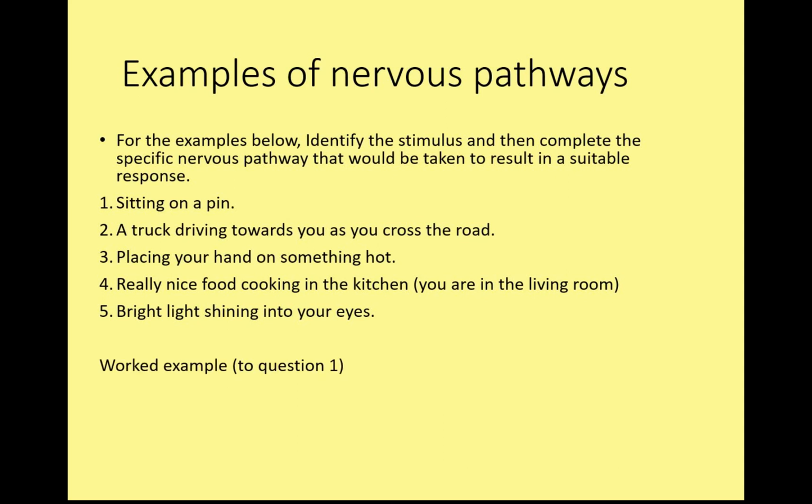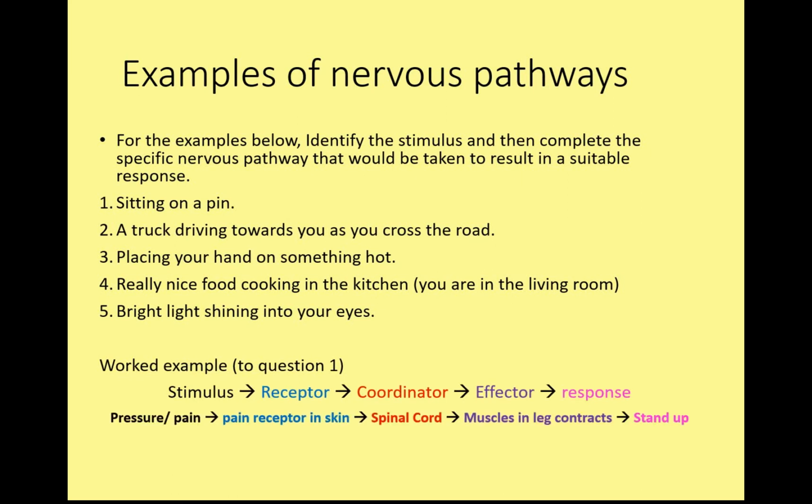So sitting on a pin, we've always got to think about stimulus, receptor, coordinator, effector, response. So what's going to happen? When you sit on a pin, you've got pressure or pain with that pin sticking into your skin. So you've got a pain receptor in your skin. It could be a pressure receptor, and that will send a nerve impulse to your spinal cord, and that will cause muscles in your leg to contract. It needs to name specific muscles, and the whole thing is that you stand up.